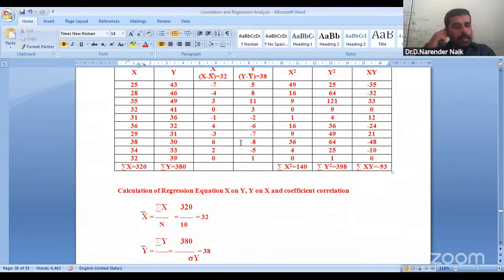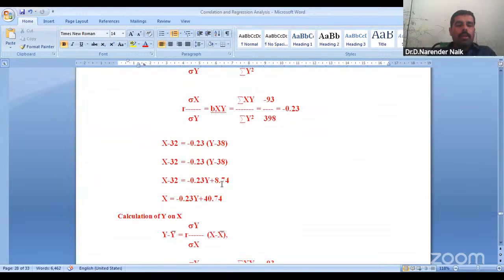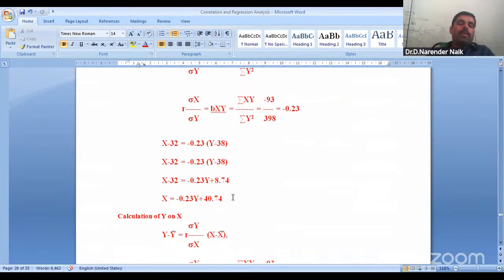So after getting all these values, simply see, here we got decimals. So what do we have to do? We go for the actual mean method. This is the formula in both cases. Then next over here, x minus 32 is equal to 0.23 into y minus 38. So finally, this is the x on y.